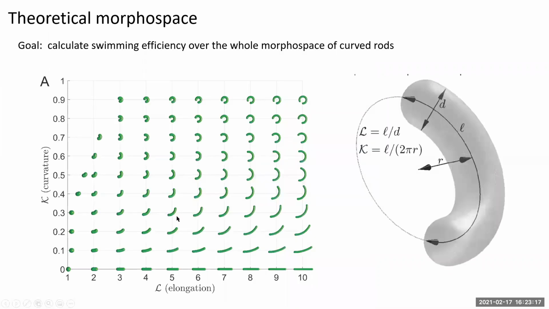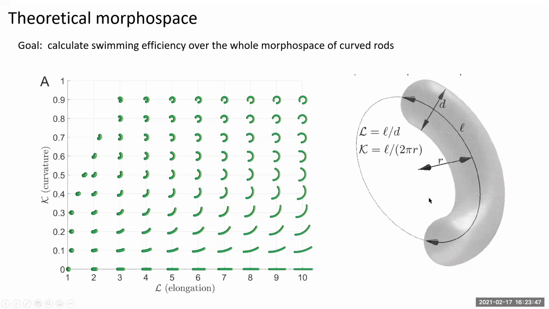So I have this whole grid now that I've created of curved rods. Along the x-axis, I have elongation, just how long and slender the body is. And up the y-axis is what I call K, very loosely curvature, which is how much of a donut the cell body makes. I should mention that all these different cell bodies are the same volume. That's what's constant. So if you want to get longer, you have to get skinnier to preserve volume.